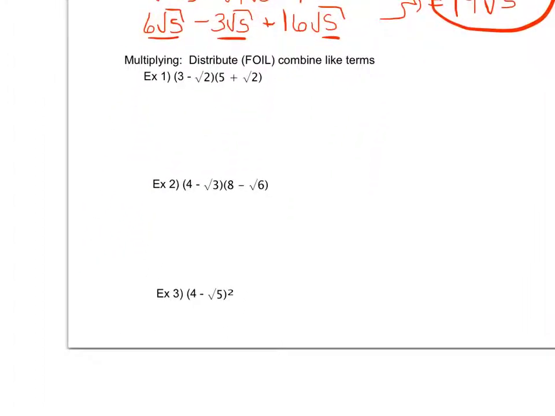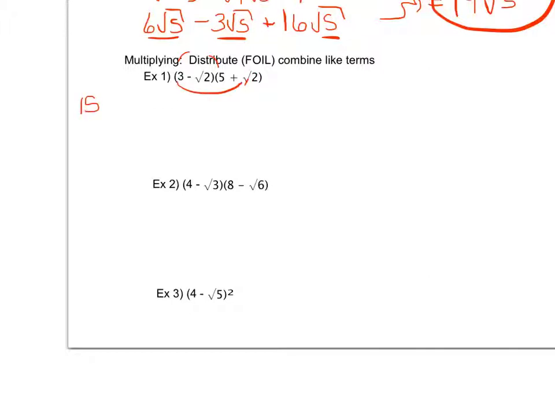When we multiply with radicals, we want to distribute. Some people like to use FOIL, a way to remember where to distribute and which ones to distribute. If I look at my first one, 3 minus the square root of 2 times 5 plus the square root of 2. First times first, or 3 times 5, and outside times outside, or 3 times square root of 2. 3 times 5 is 15.